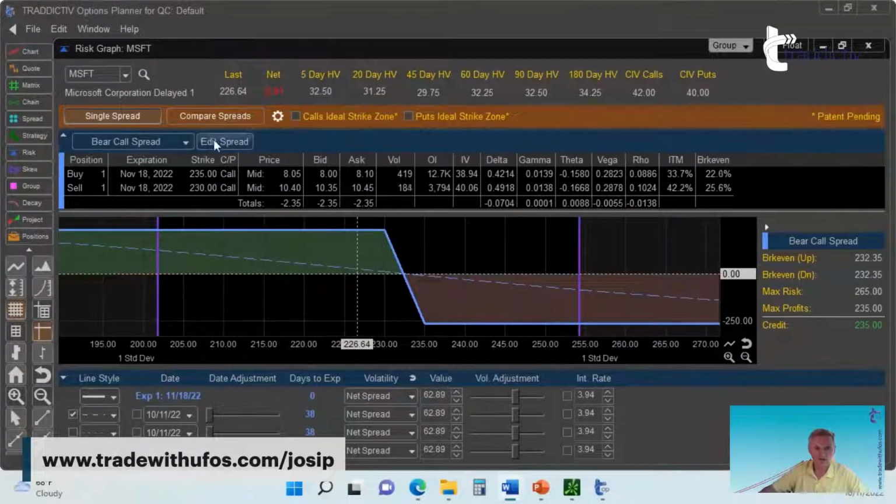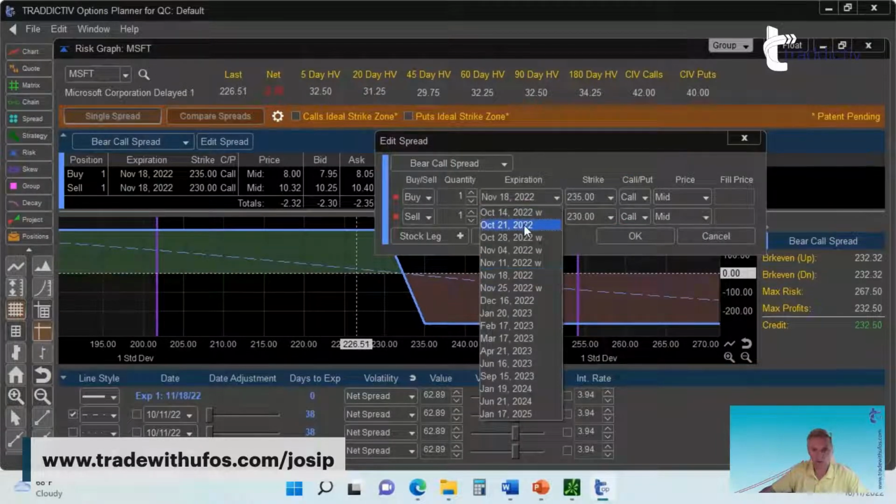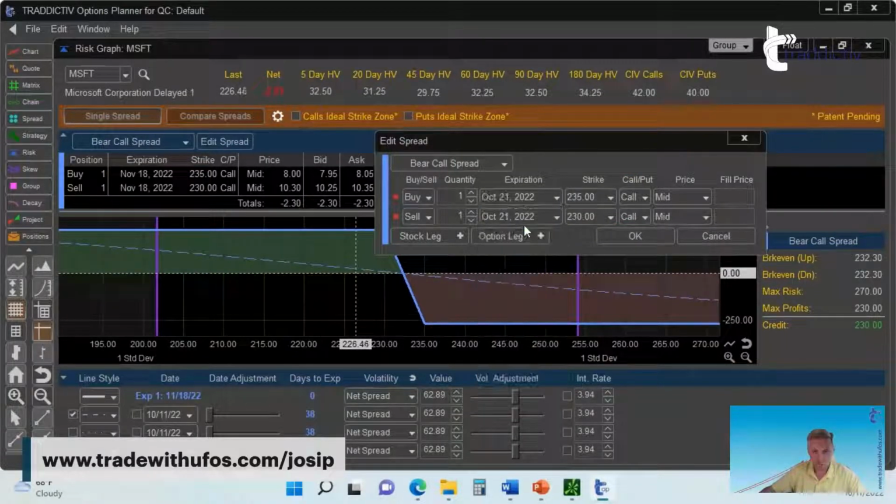So what I'm going to do right now is edit the spread without altering these strike prices. These strike prices are still to my liking. I still like them as 235 and 230. I just don't like the expiration. So I'm going to switch it to October, and October 21st is the monthly expiration, because monthly expirations always come on the third Friday.